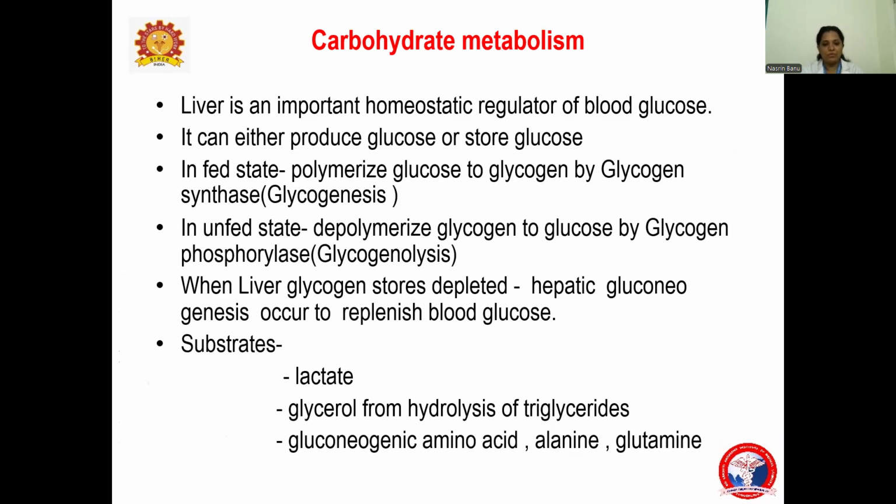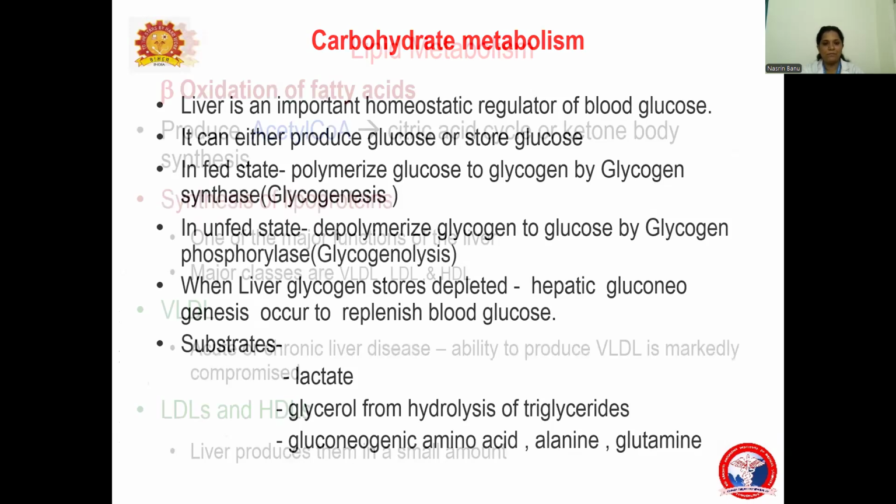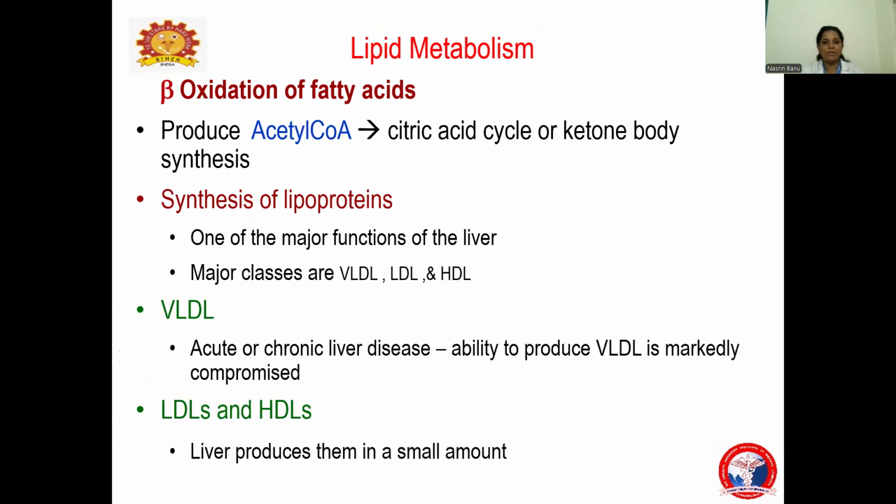When liver glycogen stores are depleted, hepatic gluconeogenesis occurs to replenish blood glucose. Gluconeogenesis is the formation of glucose from non-carbohydrate sources. The substrates for gluconeogenesis are lactate, glycerol, which is obtained from the hydrolysis of triglycerides, and the gluconeogenic amino acids alanine and glutamine. Another function is lipid metabolism, that is beta oxidation of fatty acids.